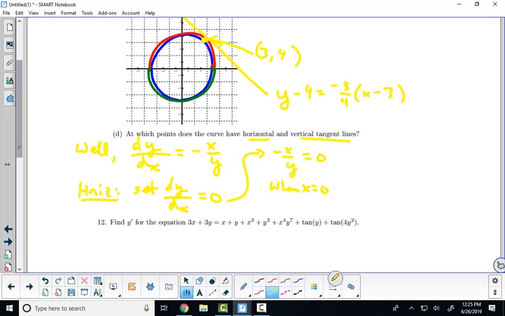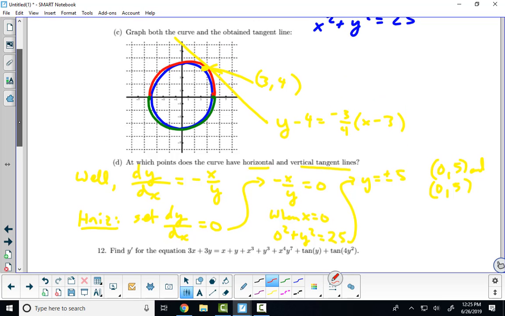Okay. So now we go back to our original function. We have x squared plus y squared equals 25. So let's plug in 0 for x. It gives us 0 squared plus y squared equals 25. That happens when y is equal to plus or minus 5. So where do we have horizontal tangent lines? At the ordered pairs 0, 5 and 0, negative 5. That's where we have horizontal tangent lines.